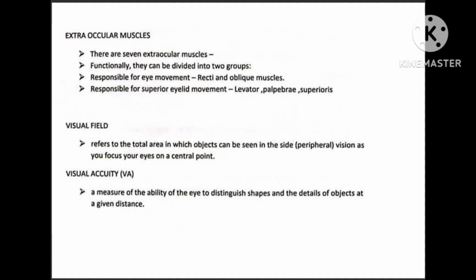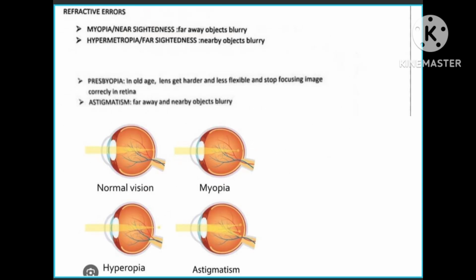Next is visual field. It refers to the total area in which objects can be seen in the side vision as you focus your eyes on the central point. Visual acuity is a measure of the ability of the eye to distinguish shapes and the details of objects at a given distance. Next we will discuss the pathology or disease conditions of the eyes.